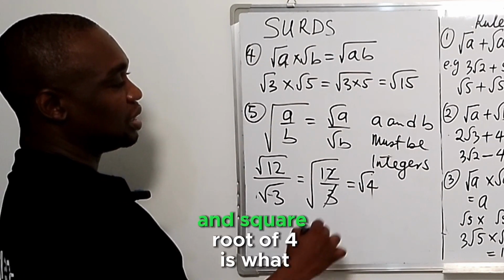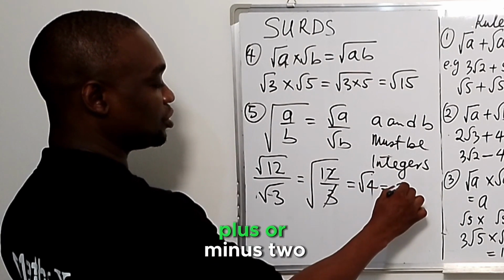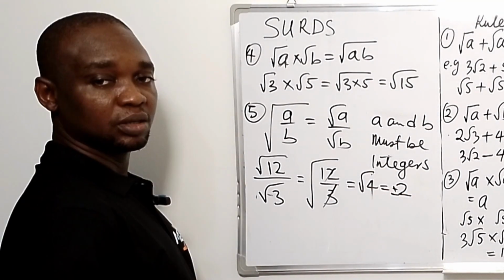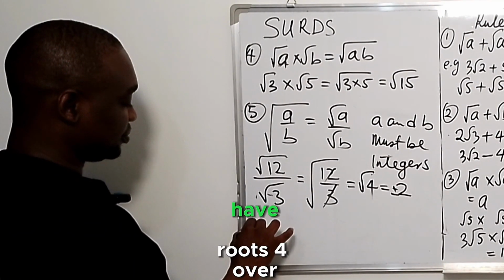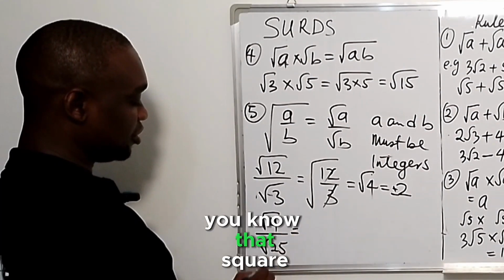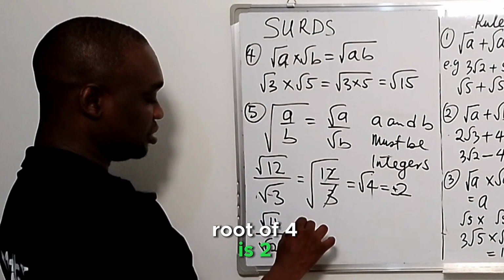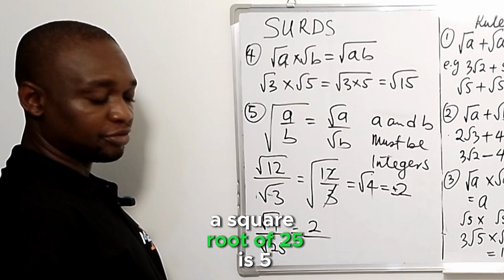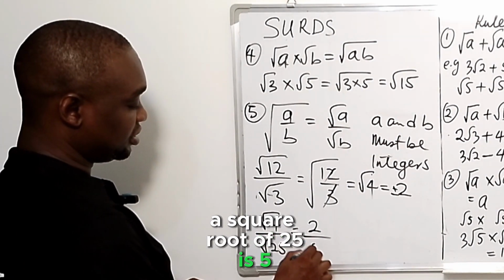And square root of 4 is what? Plus or minus 2. How about a case where we have root 4 over root 25? You know that square root of 4 is 2. Our square root of 25 is 5.